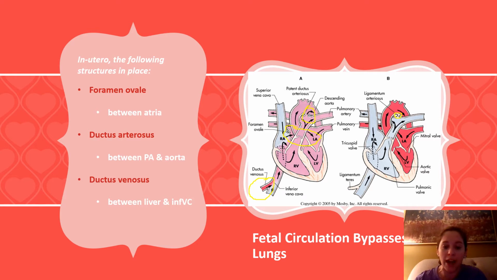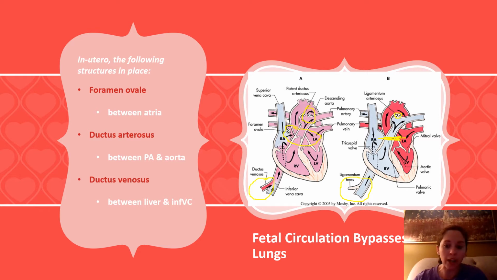This is a little ligament now that used to be the ductus arteriosus. You can't see it between the two atria, but there's a ligament that exists here that does not allow the atria to connect anymore. And then same thing down here with the ductus venosus, a ligament forms, and therefore there is no connection between the liver and the inferior vena cava.